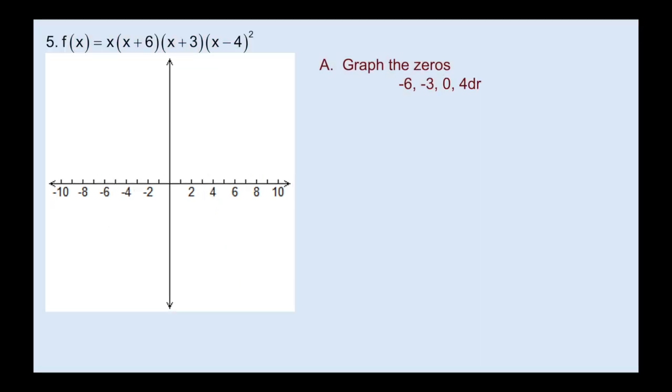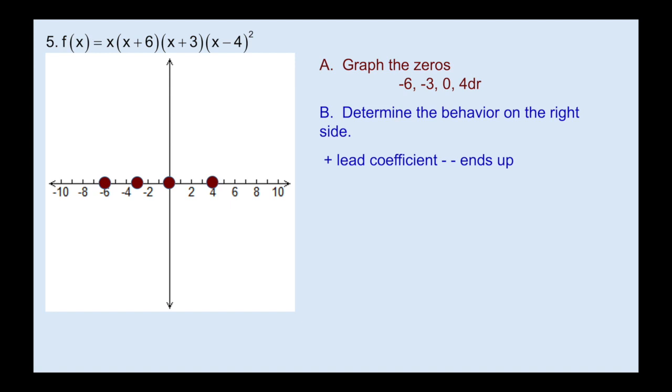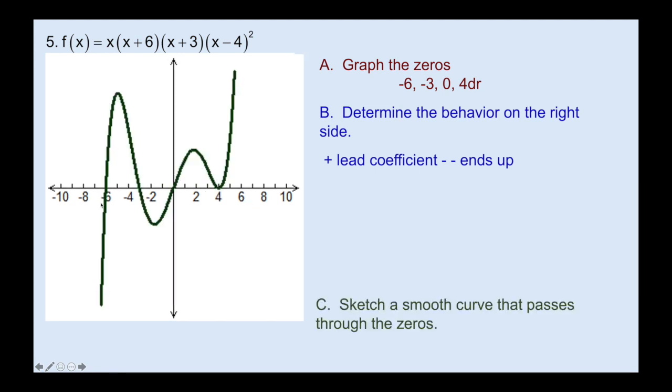Now if we look at number 5. With number 5, again, I'll sketch -6, -3, 0, and then at 4, I want to indicate that that's a double root. As far as the behavior is concerned, it's going to end up again because this is a positive lead coefficient. So once again, I'm indicating that this is a double root. So I come down and touch this point and I switch directions. But the rest of them I go through and through and through. And this is what that graph should end up looking like. Again, okay if you didn't go up as far here, down as low here, that type of thing.